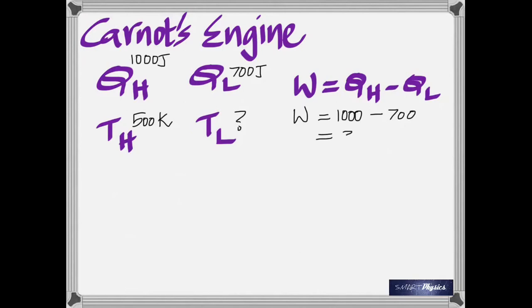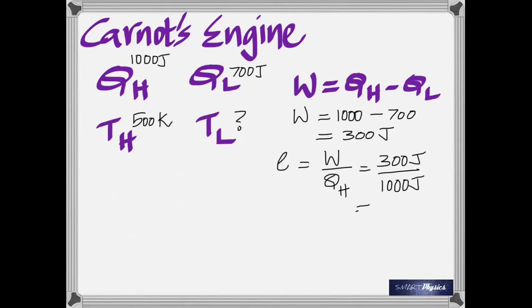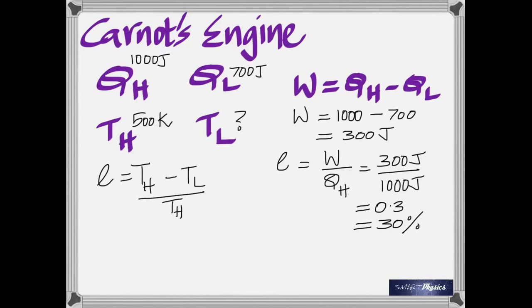Work is 300 joules. The efficiency is given by work over QH, which is going to be 300 joules divided by 1000 joules, which gives 0.3, but as a percentage, that's going to be 30%. But efficiency can also be calculated using the formula (TH minus TL) over TH. Alright, since we know that the efficiency is 0.3, do not use the percentage there.